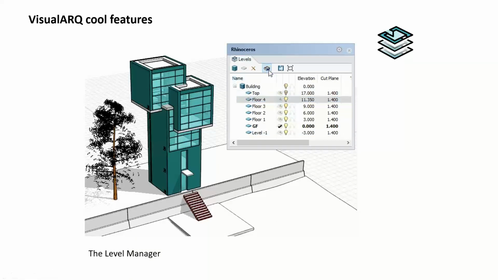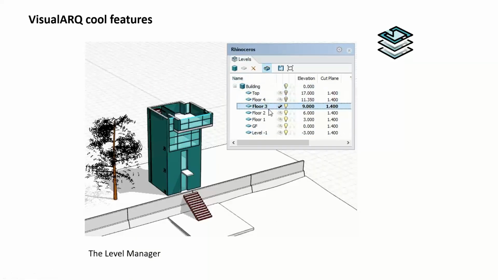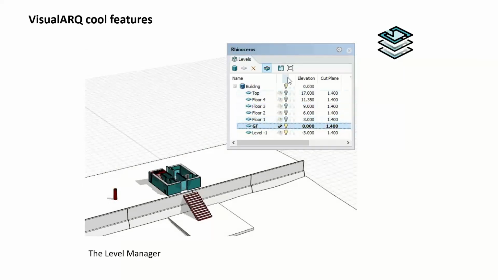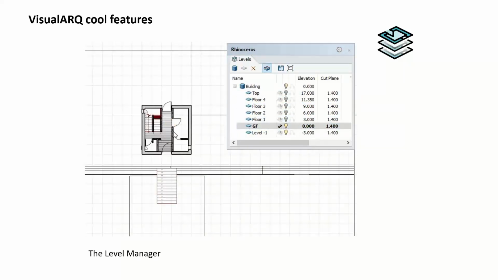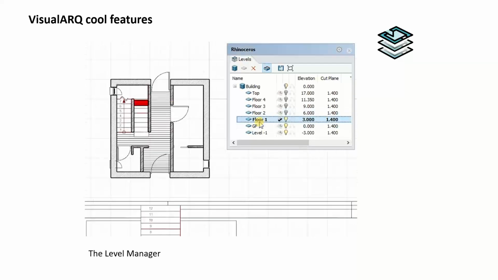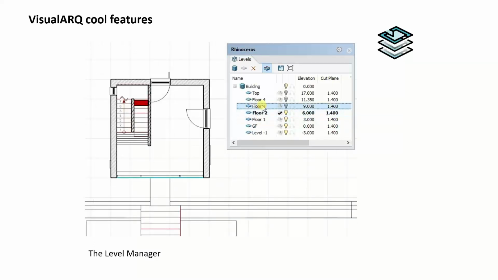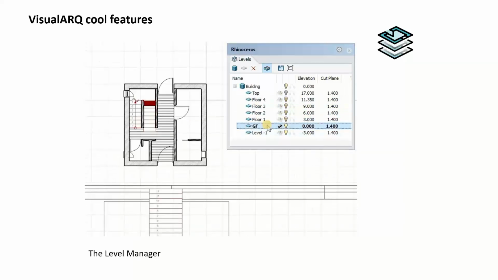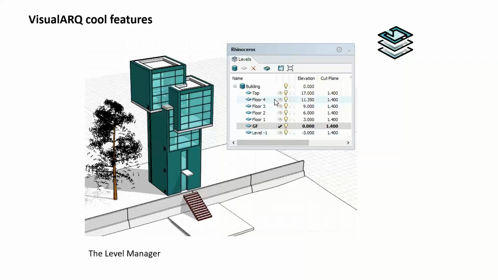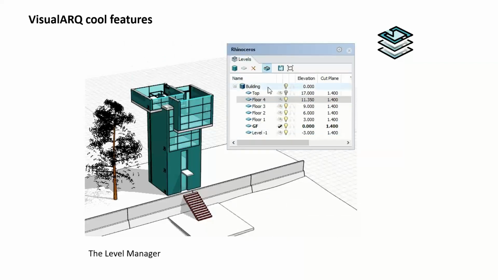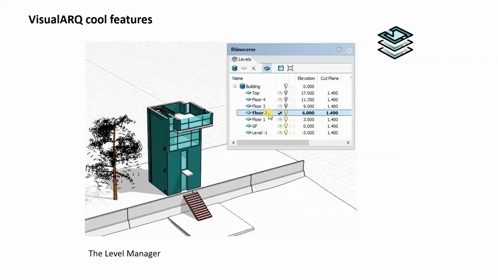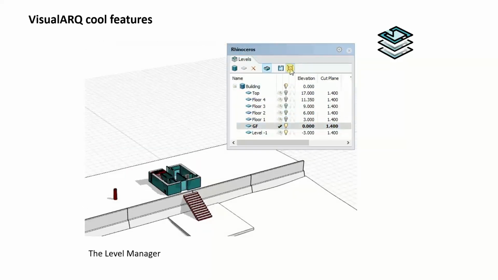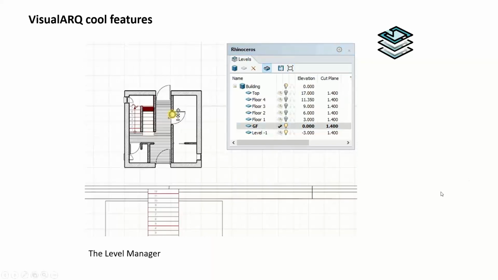Now I would like to highlight some of the main VisualARQ features. This is the level manager that lets you work at different elevations in Rhino, and also lets you show and hide levels very, very quickly. And we can switch to a plan view representation when we're working on top view, switch between levels very, very easily. And it's a kind of navigation tool that makes the modeling process very, very handy. And it doesn't matter if you work with Rhino geometry or VisualARQ objects, because this level manager works with any geometry, any project.